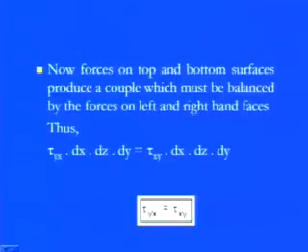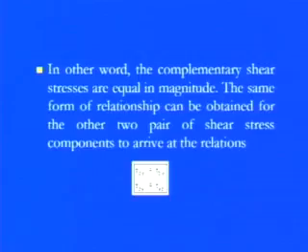Again, since the moments and the forces are 0, we can conclude that tau yx is exactly equal to tau xy, and this is one of the symmetric conditions, as we discussed in the previous case: if all the moments and forces are 0, tau yx equals tau xy, or we can prove it this way also. In other words, the complementary shear stresses are equal in magnitude, and similarly the relationship can be obtained for the other two pairs of shear stresses in the two different domains: tau zy equals tau yz, and tau zx equals tau xz.